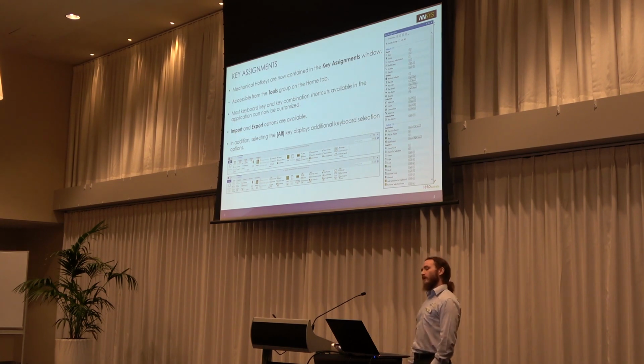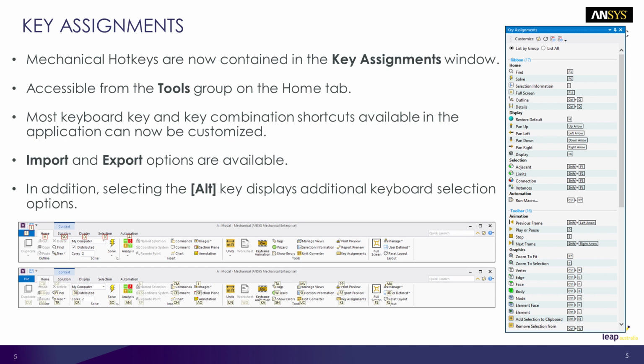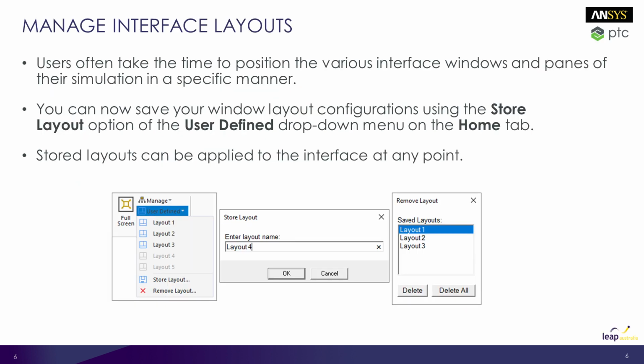You can also customize the key assignments, all the hotkeys. People have been asking for this for quite a long time. These are all the default key assignments for all the hotkeys, but you can customize them yourself. And you can also import and export them. So if you're moving to another machine and you want to take your hotkeys with you, you can do that. And we can store window layouts as well. So if you have a particular layout or orientation of windows that you like, you can save that to a layout, and you can have multiple different layouts for different workflows.